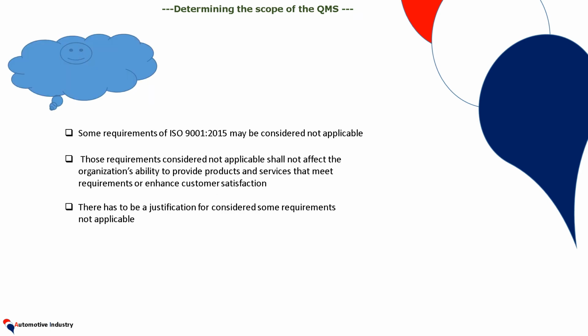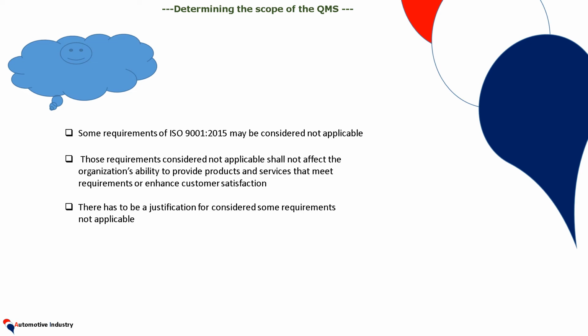Now there is a question about the applicability of the requirements of the standard. The organization may decide that some requirements of ISO 9001 are not applicable to its activities and can decide to exclude some requirements from the quality management system scope, of course, but this decision shall not affect its ability to provide products and services that meet requirements and enhance customer satisfaction. Also, this decision has to be justified.